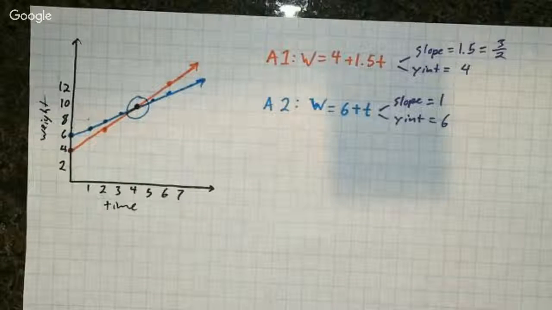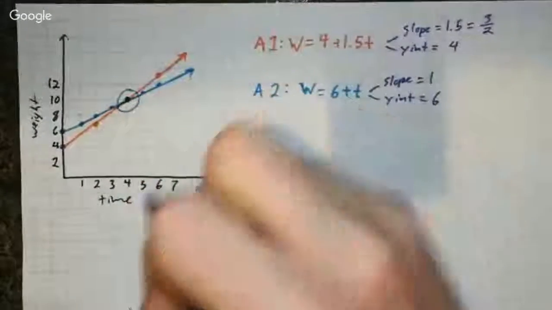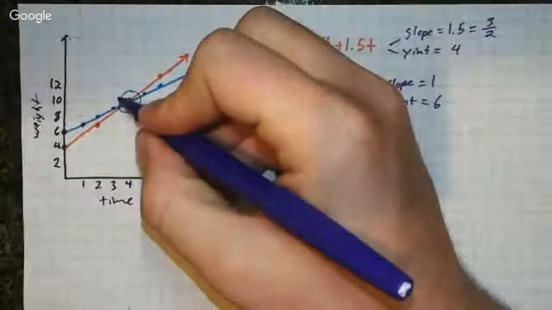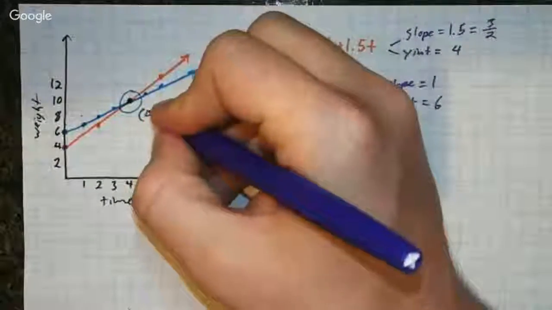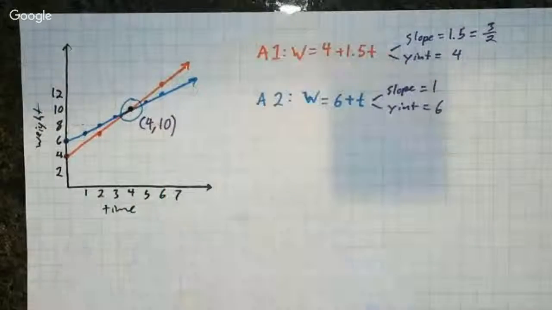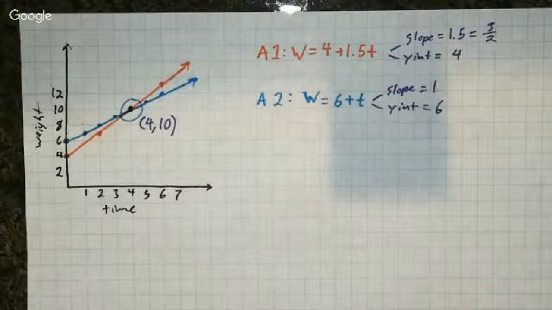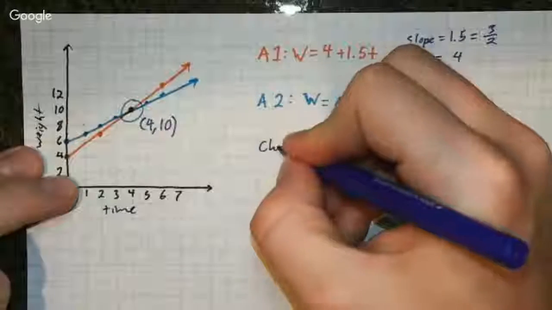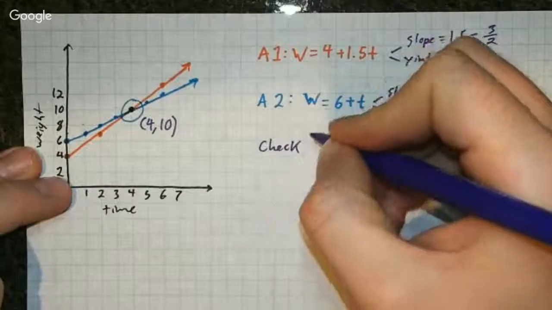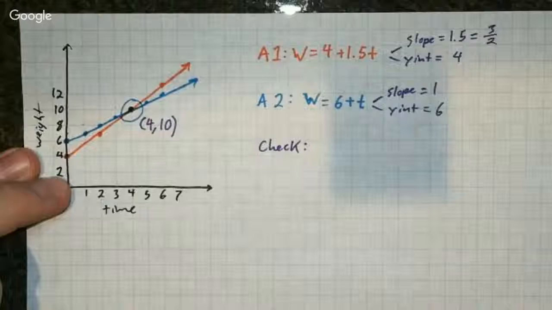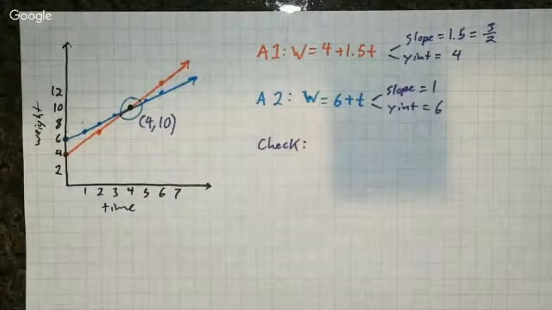So I need to go ahead and find what that intersection is. What is this intersection? Well, the x value is going to be 4. The y value is going to be 10. So this is 4, 10. But I want to check. And to check, I need to check both equations.